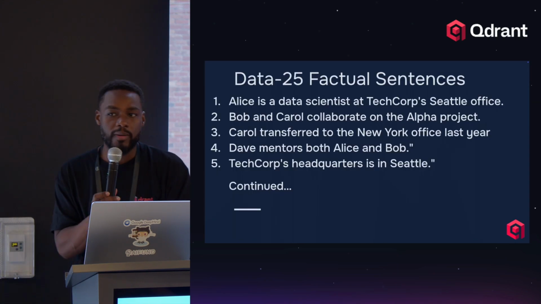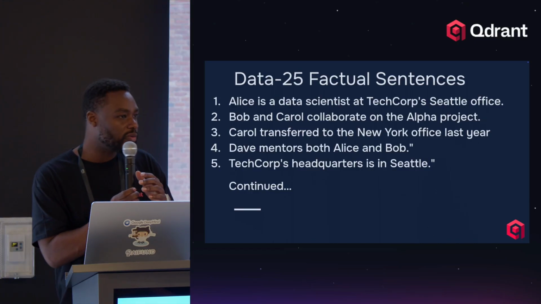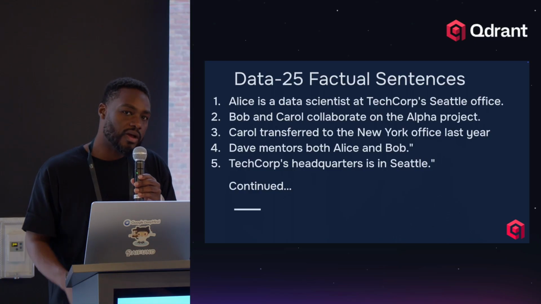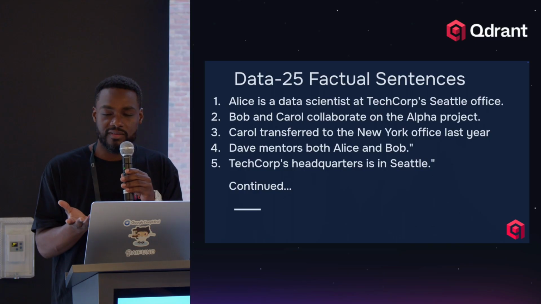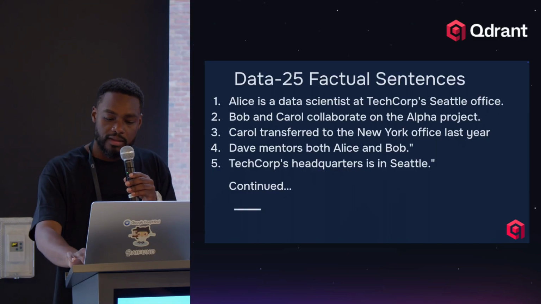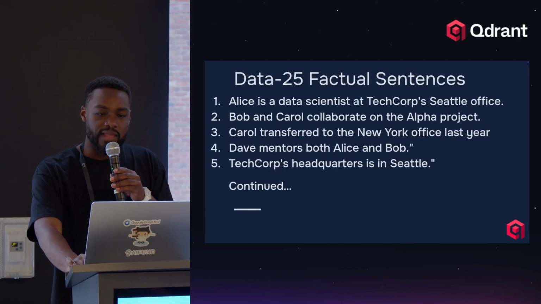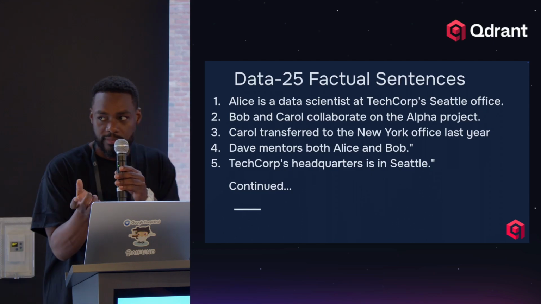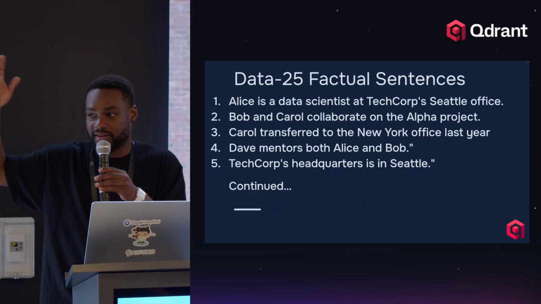So that's it on MMR, but before I kick it off to Naya to talk about Neo4j, I just wanted to give a quick example of how GraphRag works with Qdrant and Neo4j. So the example that I love to use for GraphRag is, let's say you had 25 factual sentences, and these are sentences about Alice, Bob, Carol, and Dave. And you wanted to know, how is Bob connected to New York? Well, none of these sentences are literally going to tell you how Bob is connected to New York. You'd have to read through them and start to build a graph that connects all of these people together in order to get your answer.